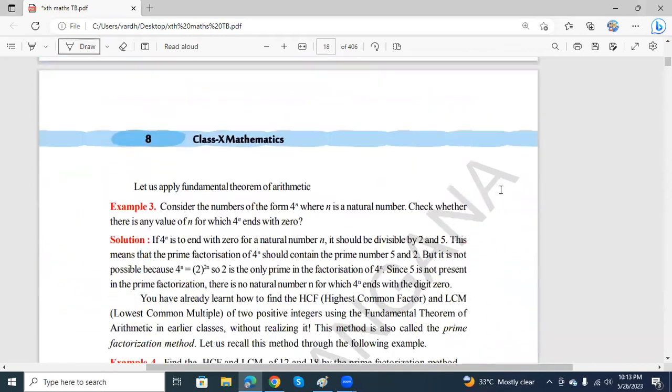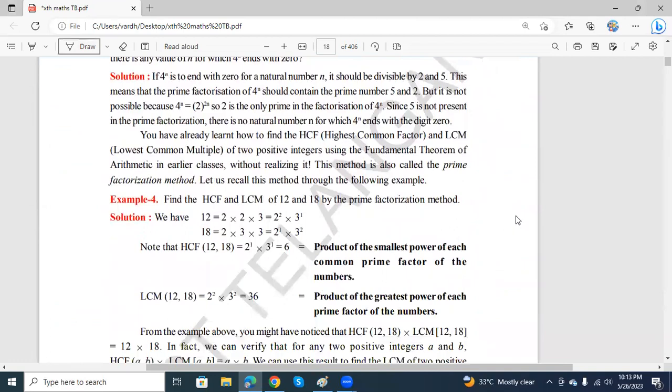HCF and LCM. How to find HCF and LCM by the prime factorization method is important. First, HCF is the highest common factor. We can also call it GCD, greatest common divisor. Both are the same. HCF can be found in many ways, like the long division method we used in earlier classes, and of course the prime factorization method. But in this class, you are going to find the HCF by the prime factorization method only.